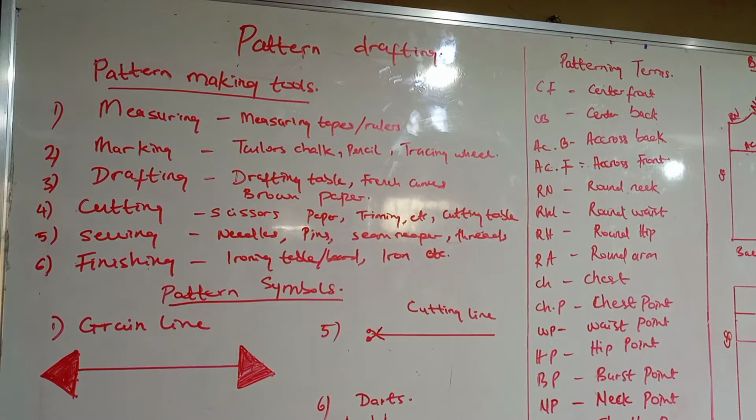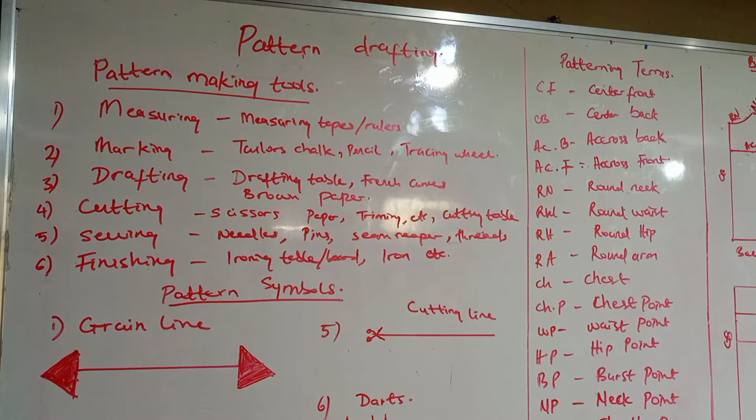For easy understanding of the patterning tools, it's better we put them into various classifications according to their uses. Like the first set, the measuring devices, like your tape rule, your ruler, and the rest. Those are under the measuring devices. Then secondly, we have the marking devices. That helps to place your marks on the pattern, so that it helps you to match it when you are putting your fabrics together. Like you have the tailor's chalk, the pencil, the tracing wheel, and the rest. Those are the marking devices.